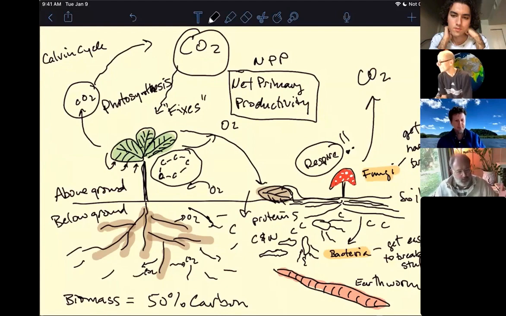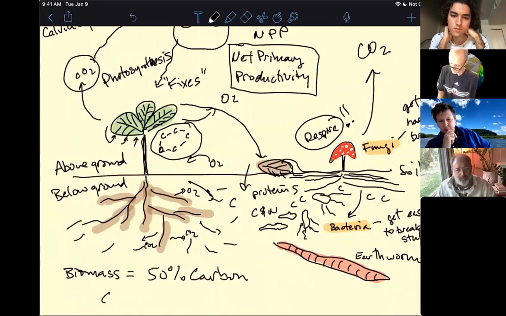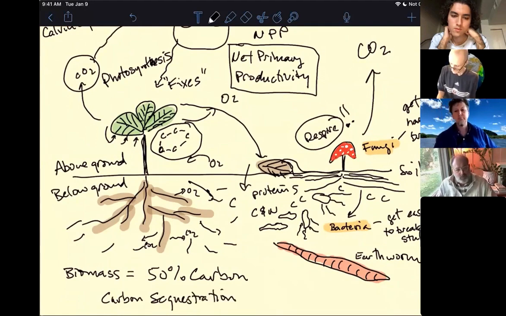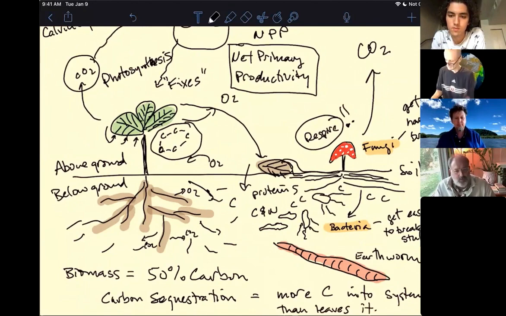So one of the terms you might hear a lot about is carbon sequestration. And carbon sequestration is bringing more carbon in via plant fixation than is being respired by microbial respiration. One of the rubs in agricultural systems is that the things we do that increase nutrient availability for the plants also stimulate microbial respiration. So think about adding nutrients to the system. That stimulates plant productivity, but it also stimulates the microbes.